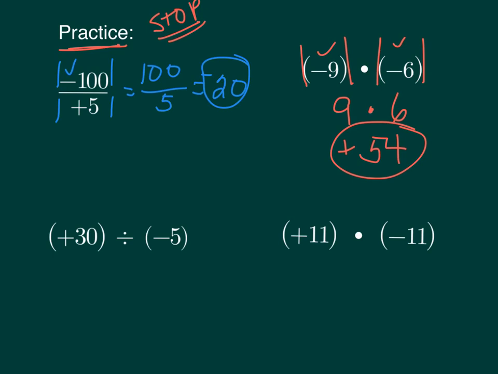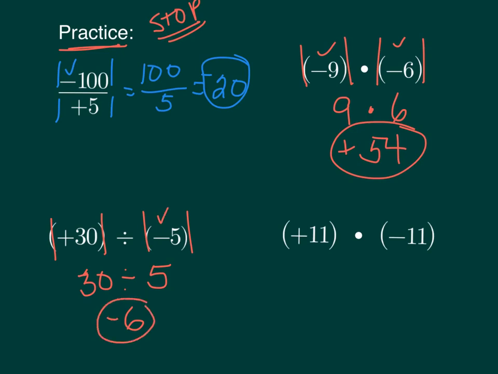Next, I've got positive 30 divided by negative 5. Find my absolute values. Absolute value of positive 30 is 30 divided by the absolute value of negative 5, which is 5. 30 divided by 5 is 6. I count my negative signs. There's only 1. My answer is negative 6.